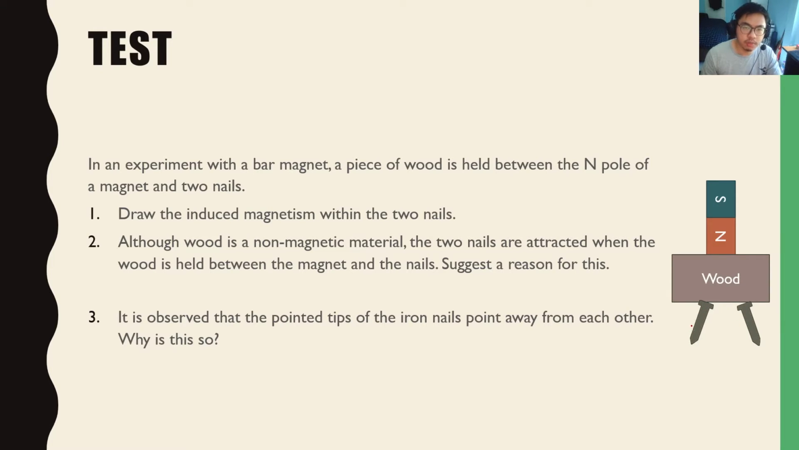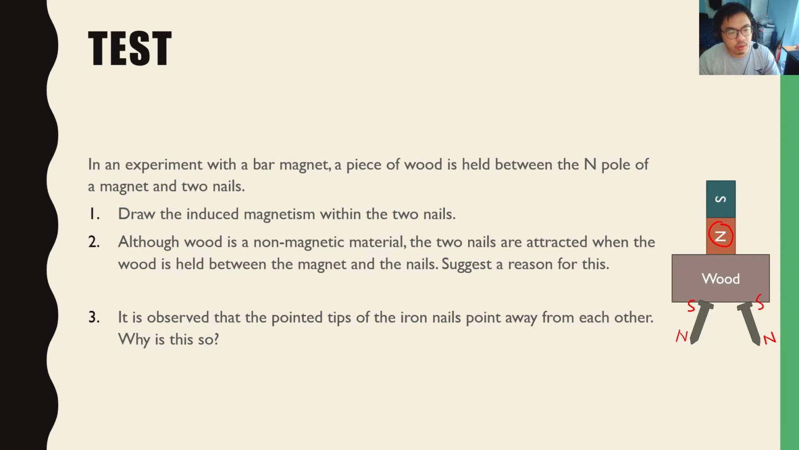The magnet induced magnetism into these two nails, so these two nails become temporary magnets. And we have to write down what the poles are for these two nails. We see that the North Pole is closer to the two nails. So that must mean if there is attraction to happen, this end must be the South Pole and this end must be the North Pole. This end must be the South Pole also, and then this is the North Pole.